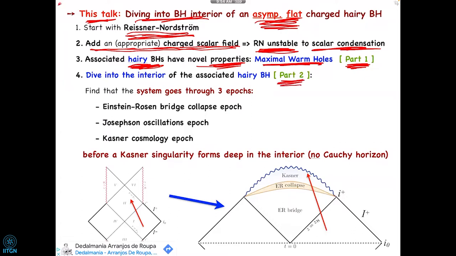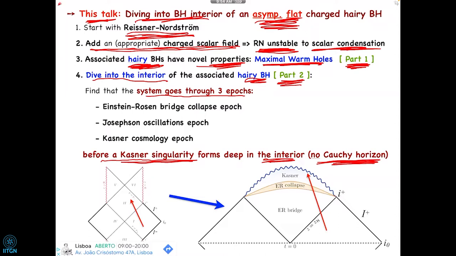of this talk, I want to discuss what happens when we dive into the interior of this hairy black hole. And again, like in the AdS case, we will find that the system also goes through three main epochs before an observer approaches a Kasner singularity deep in the interior, where the would-be Cauchy horizon should be placed.